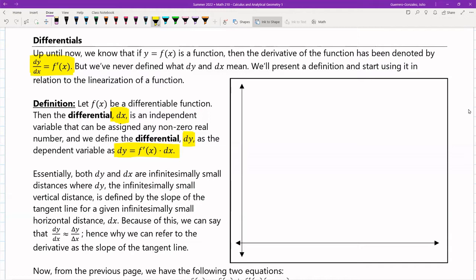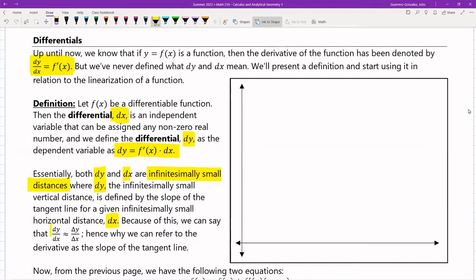What people really like to liken them to, as a very close definition, is that dy and dx are both infinitely small distances. The dy variable is what we call the vertical distance, so it's an infinitesimally small vertical distance, and that dy is dependent on the infinitesimally small horizontal distance dx.